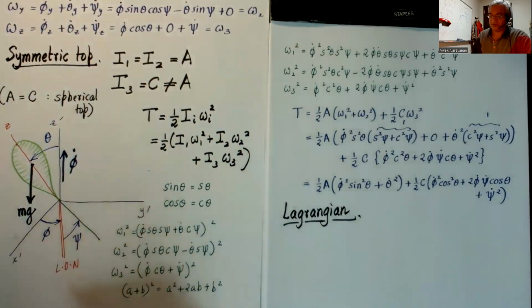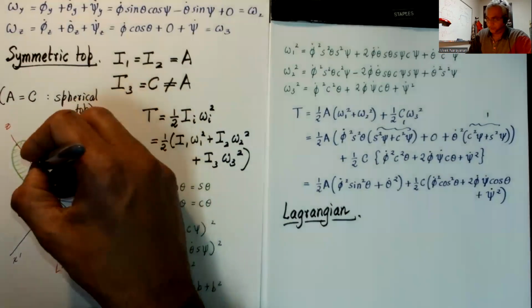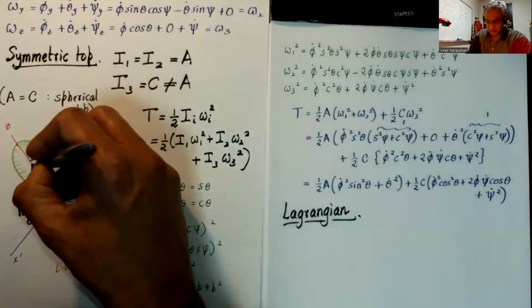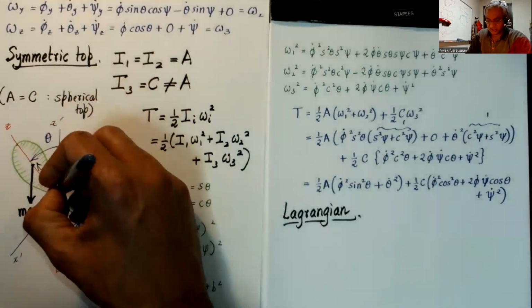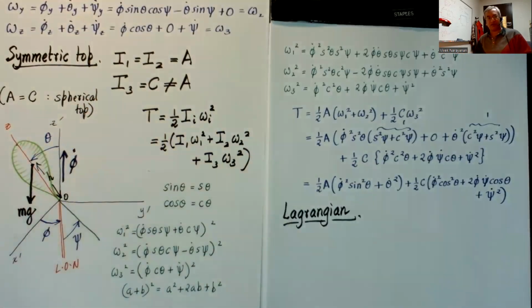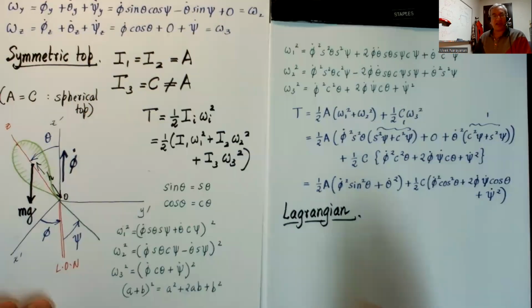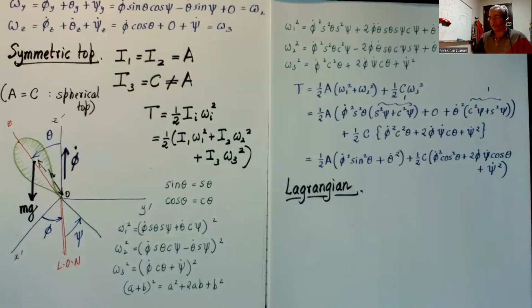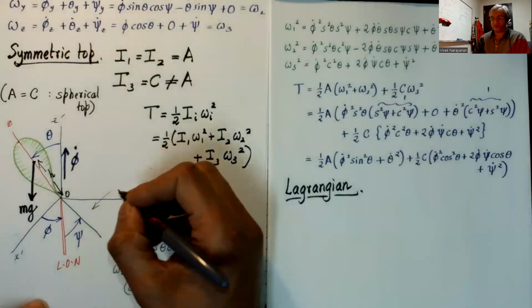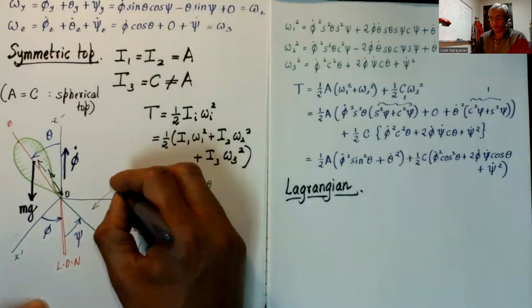So it makes sense to define some kind of distance here. I'll call the distance between the center of mass and the pivot point, which is the common origin for both the frames S and S prime, I'll call that distance h. So now we have our complete setup for writing the potential energy term. And just for the sake of simplicity, I will take the potential energy of the ground, which is your x prime, y prime plane, to be 0.